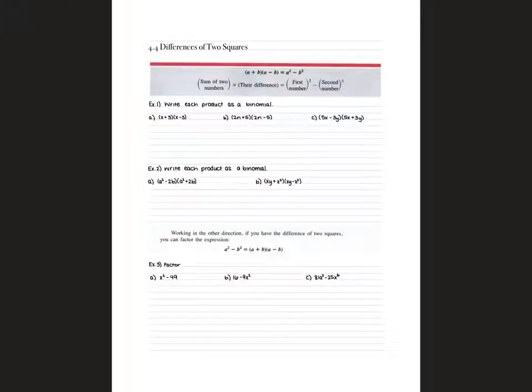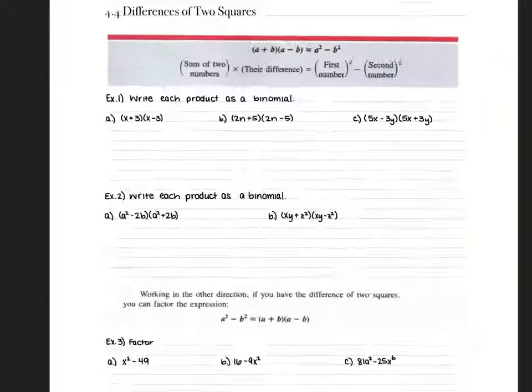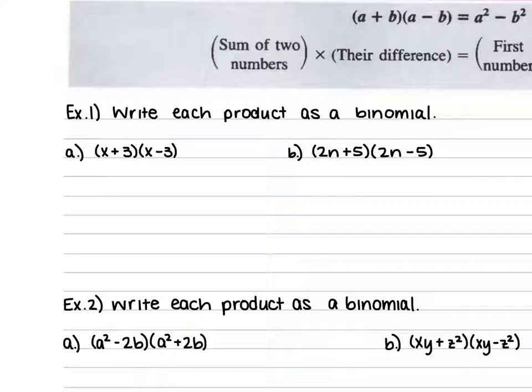4.4 Differences of two squares. If we look at example 1, we are finding each product as a binomial. So when we do this, we are actually going to be writing our two binomials into one single binomial. So we're going to multiply them, or we can use a formula, one of the two things, in order to do this. So if we look at example 1a, we have x plus 3 times x minus 3.